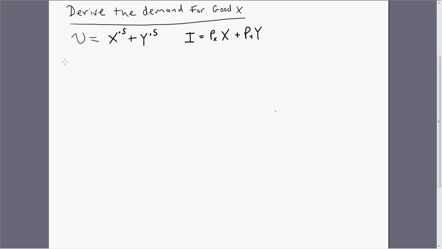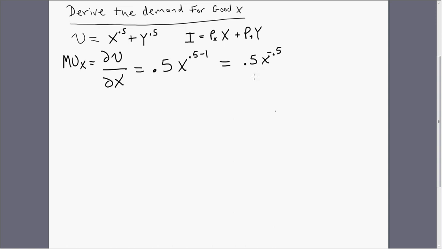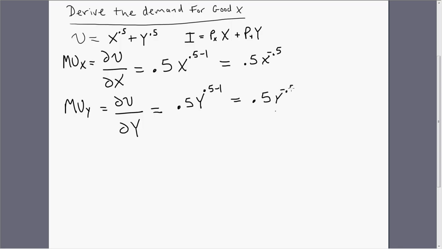The first thing we're going to do is get the marginal utility of good X. We're going to take the partial derivative of the utility function with respect to good X, and we get this result. Marginal utility of good X equals 0.5 times X raised to the minus 0.5 power. The marginal utility of good Y, we take the partial derivative of the utility function with respect to good Y, and we end up with this result.